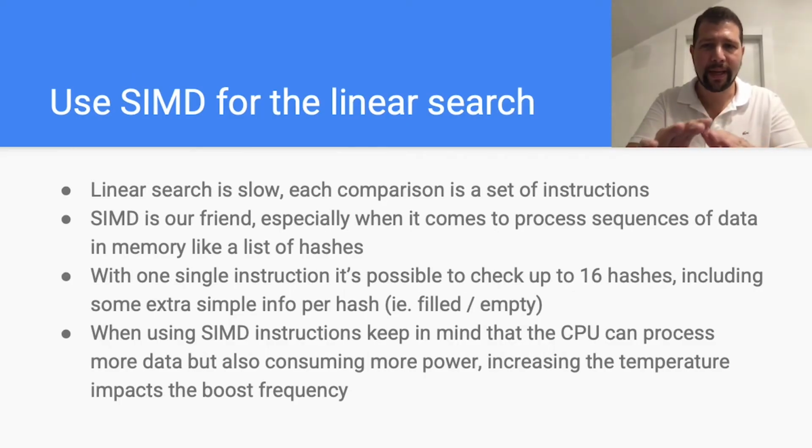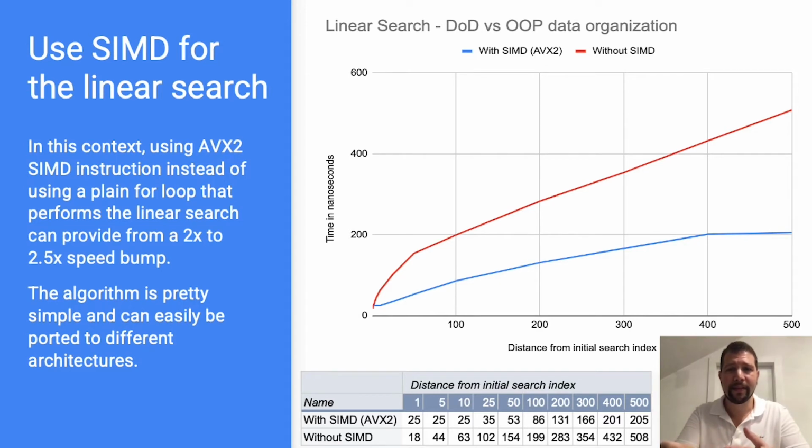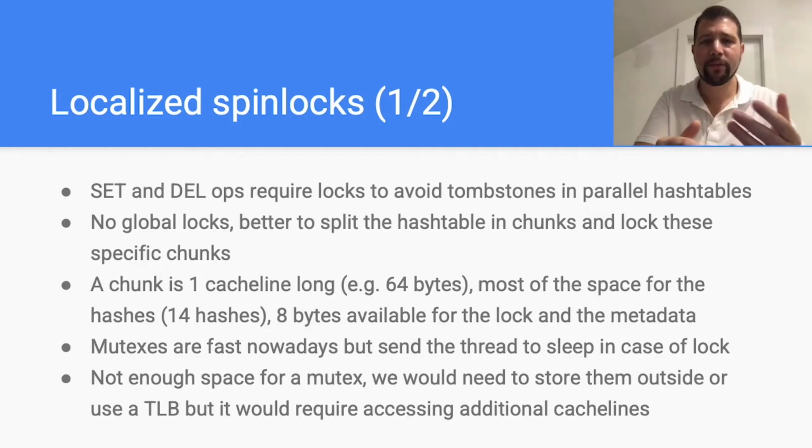Linear search, however, is slow and can be strongly optimized. A common way to do it is to leverage SIMD instructions, as it's possible to compare with AVX2 a number of hashes just with a couple of instructions. With SIMD optimized linear search, we can easily get from 200 to 250% of performance improvement over the simpler implementation. Let's move forward.